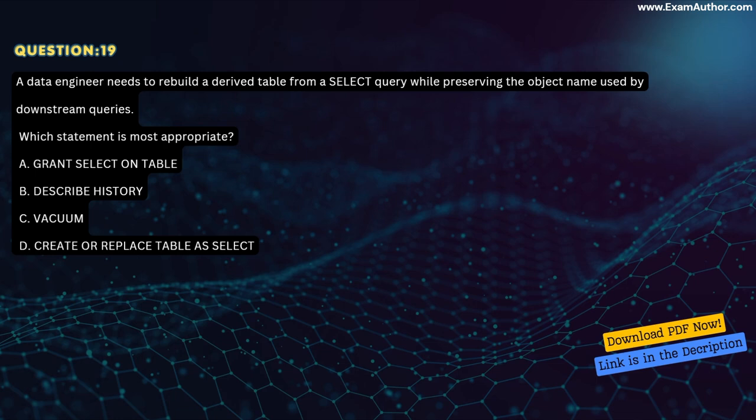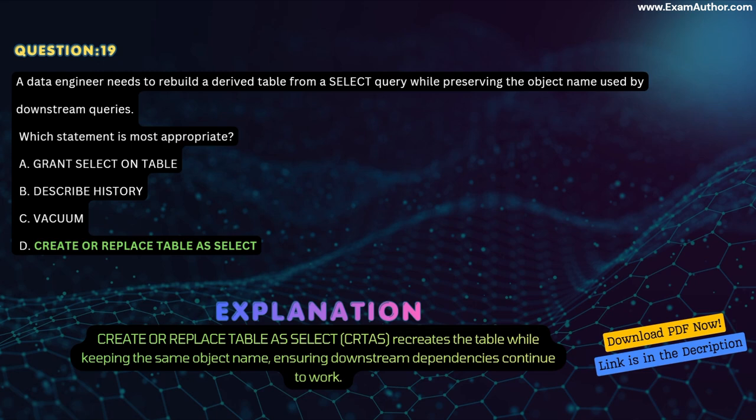Question 19. A data engineer needs to rebuild a derived table from a select query while preserving the object name used by downstream queries. Which statement is most appropriate? A. Grant select on table. B. Describe history. C. Vacuum. D. Create or replace table as select. Correct answer: D. Create or replace table as select. Explanation: create or replace table as select (CRTAS) recreates the table while keeping the same object name, ensuring downstream dependencies continue to work.